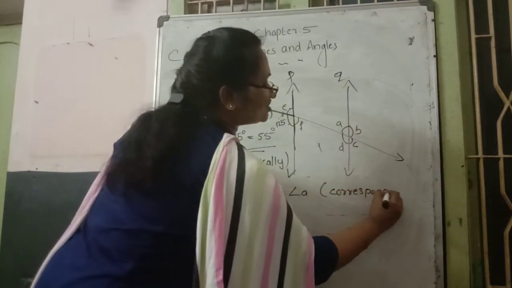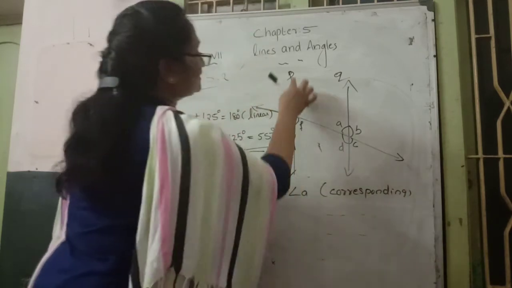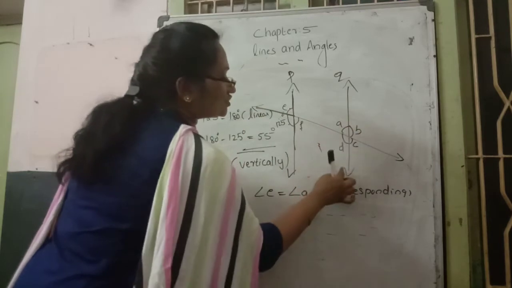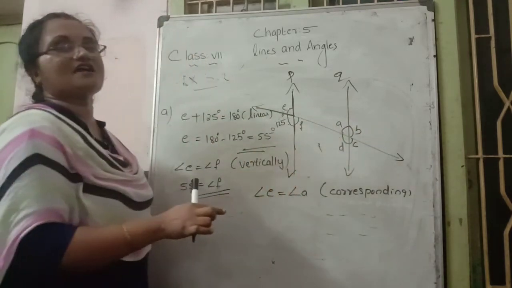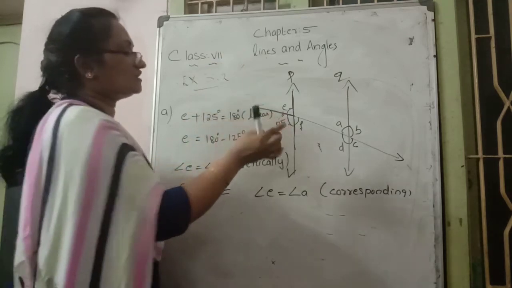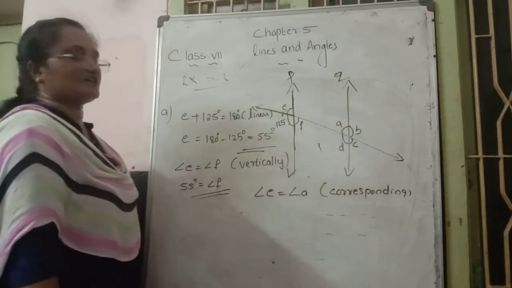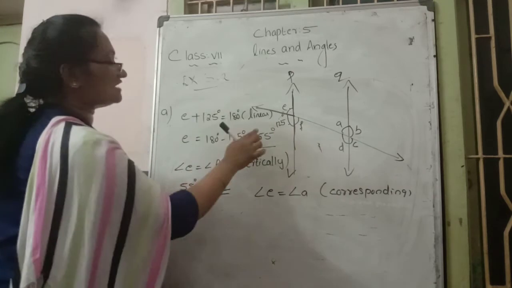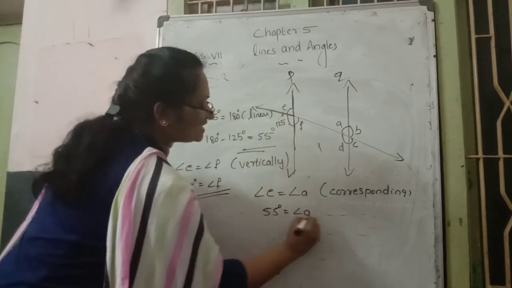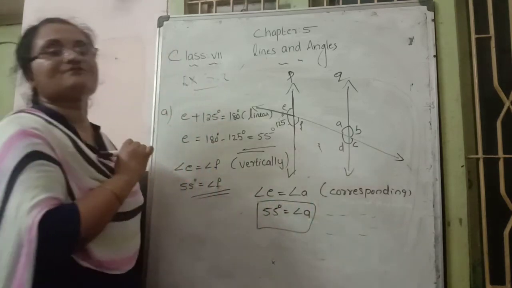Why do we say it is a corresponding angle? With respect to line P, E is the top angle. With respect to line Q, A is the top angle. Two angles taken at the top part are corresponding. So E and A are corresponding. E value is 55. That's why A value also becomes 55.